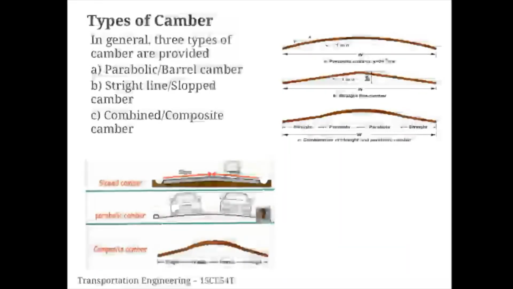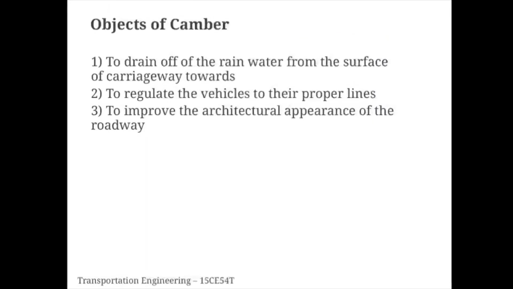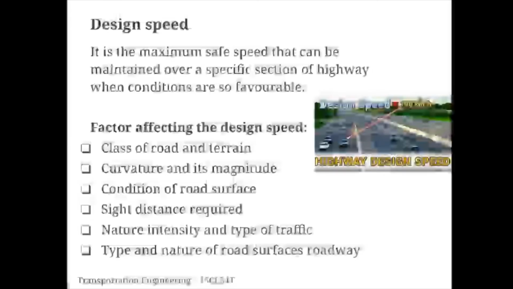The next is types of camber. Parabolic or barrel camber, which is outdated nowadays, straight line sloped camber, and combined or composite camber. Objects of camber: drain of rainwater, as I discussed earlier, to regulate the vehicles to their proper lines, and to improve the architectural appearance of the roadway.